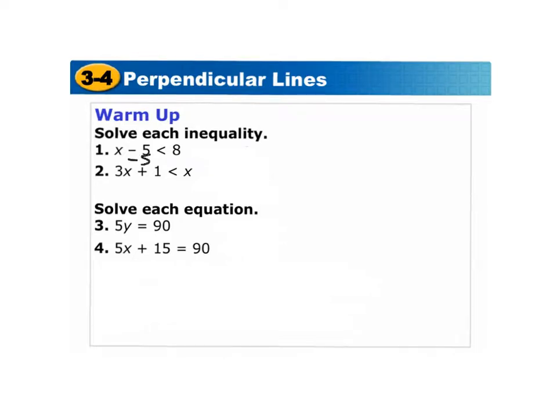So we add 5 to both sides. So we have x is less than 13. And that's our answer. Peter, what did you do for number 2?